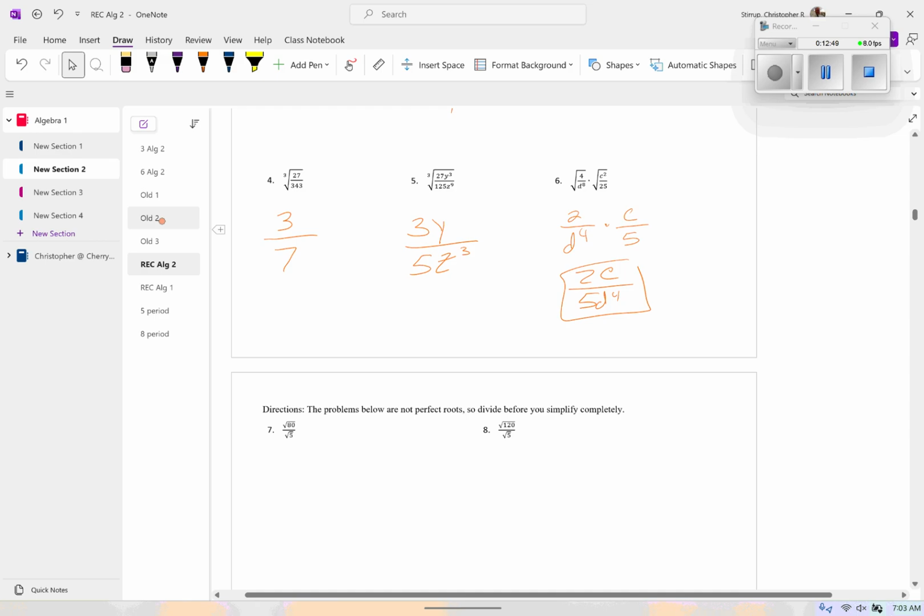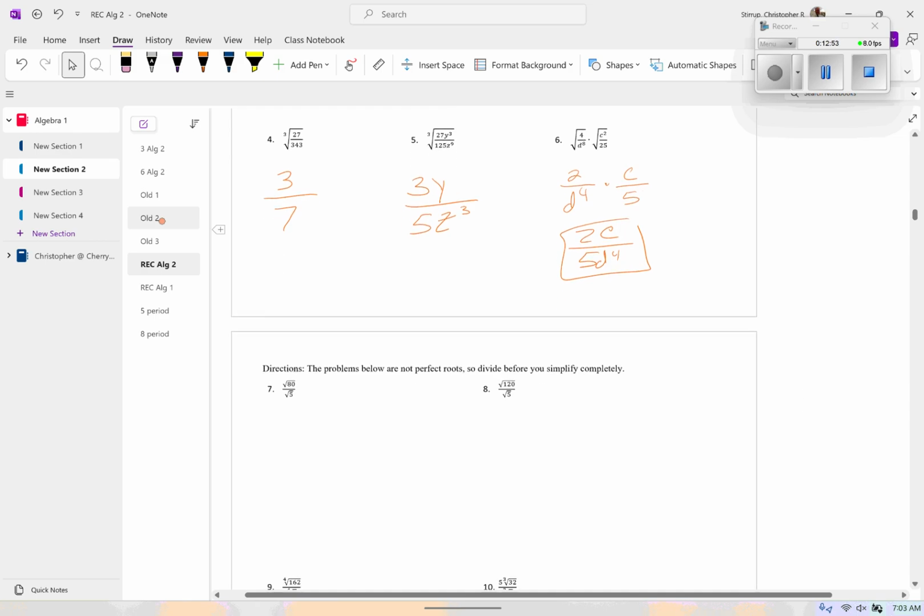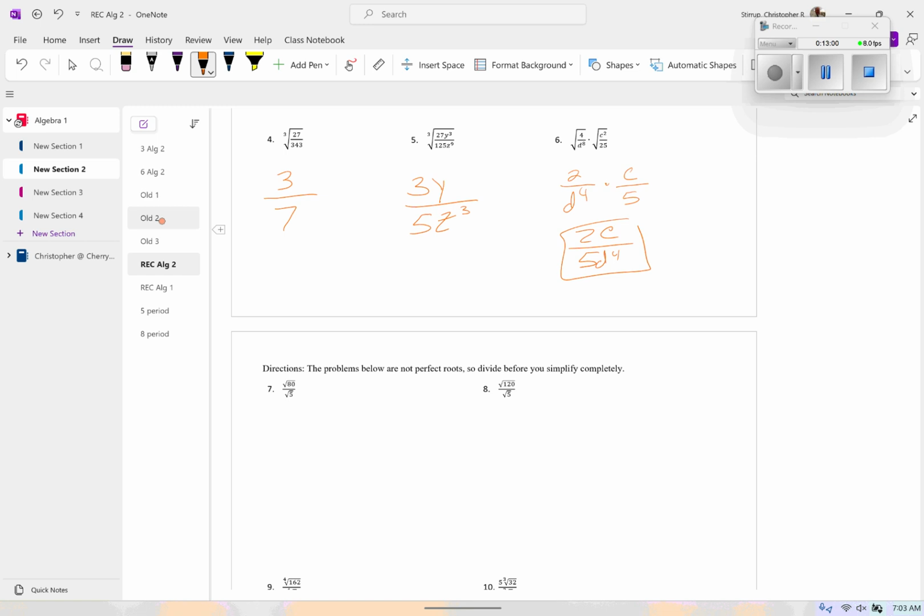Now we get into some things that don't have perfect roots. So divide before you simplify completely. Okay, so take a look. Both under the radical. Does 5 go into 80? Yes, it goes 16 times. So I get square root of 16. Square root of 16 is just 4.